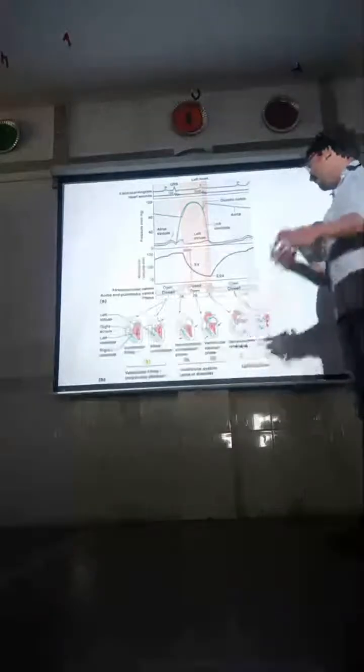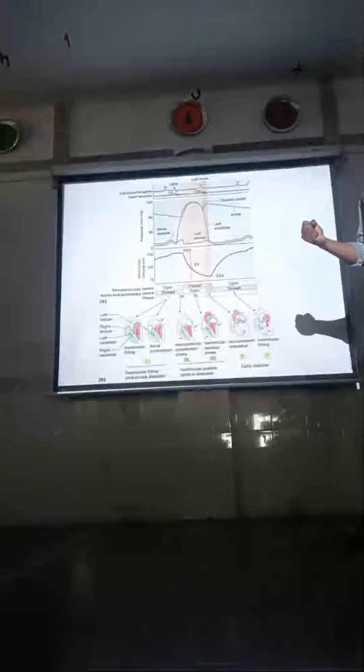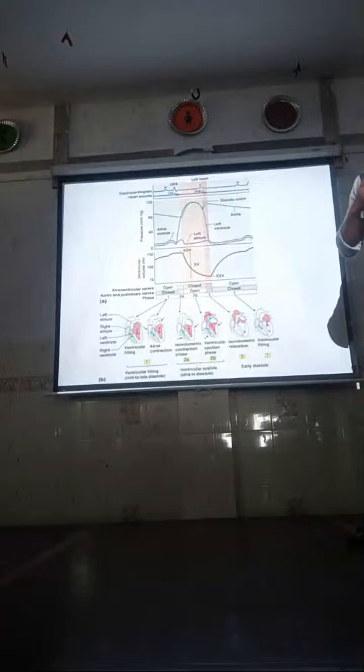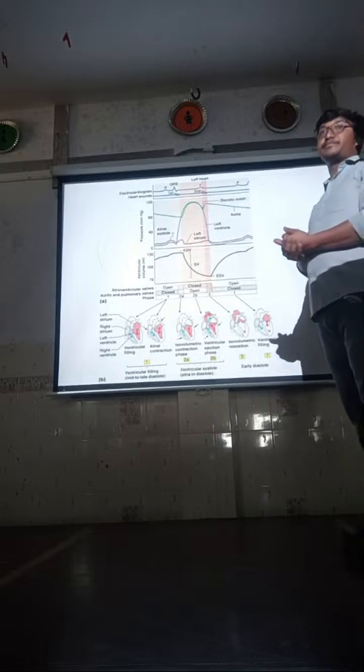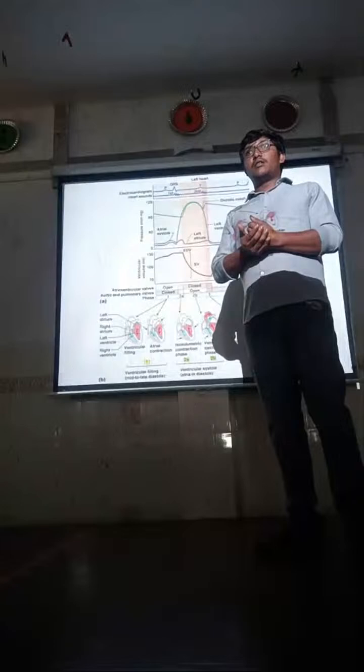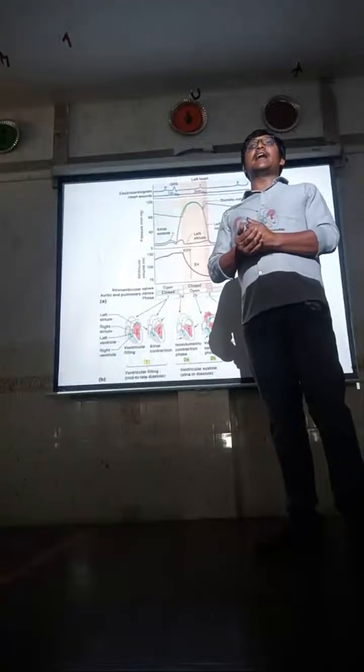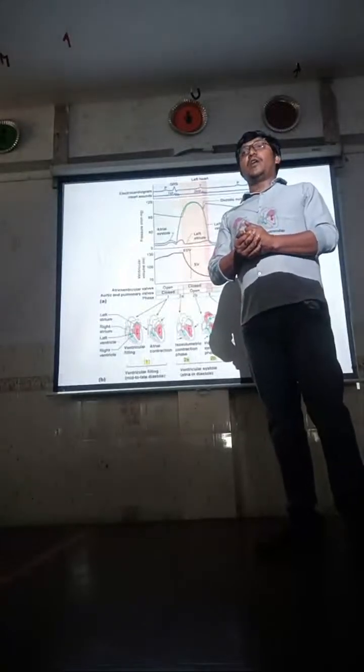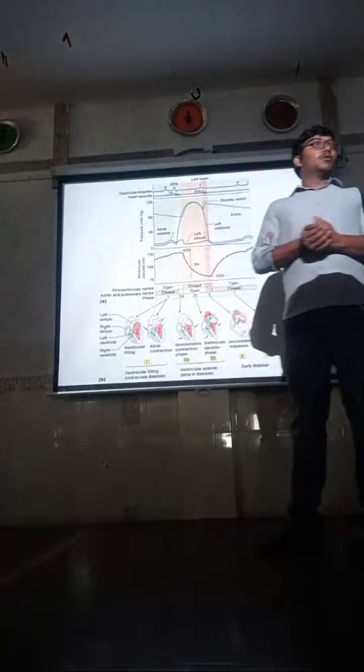When the ventricles are in systolic phase, that means they are getting what? Contraction. Now what valves have to open? Semilunar valves. And what valves have to be closed? Atrioventricular valves. Hope you understood.